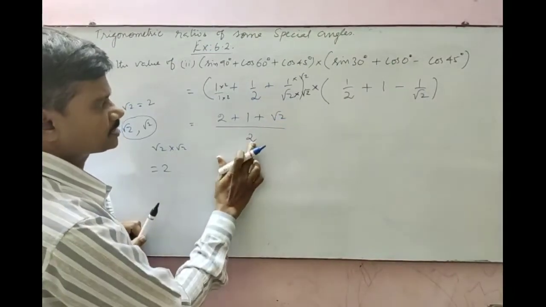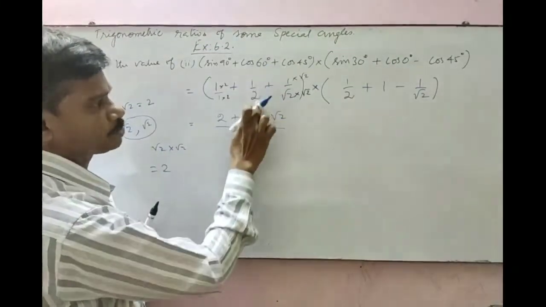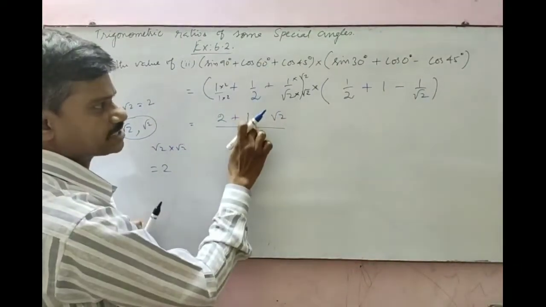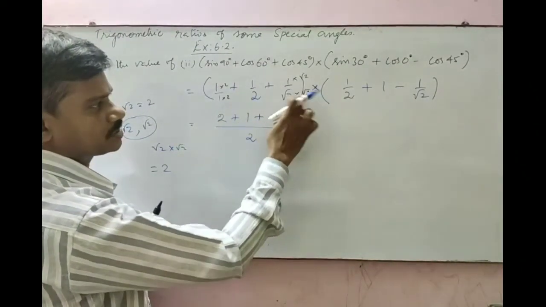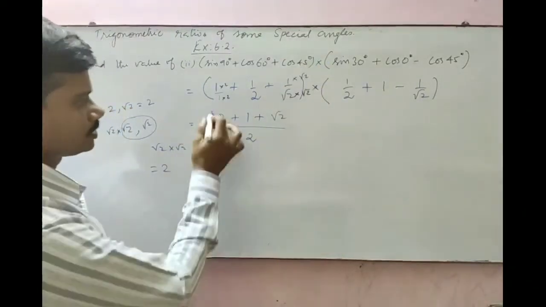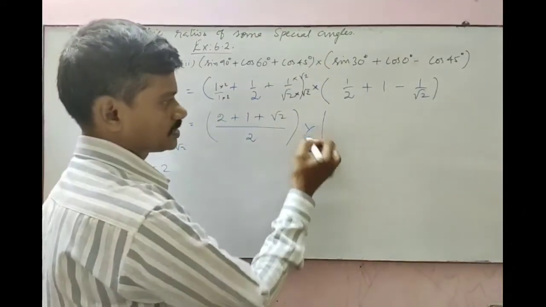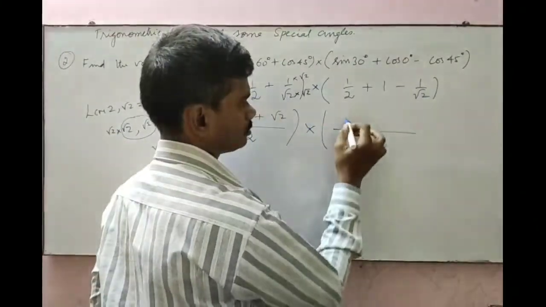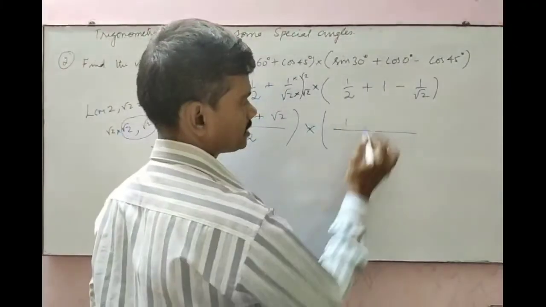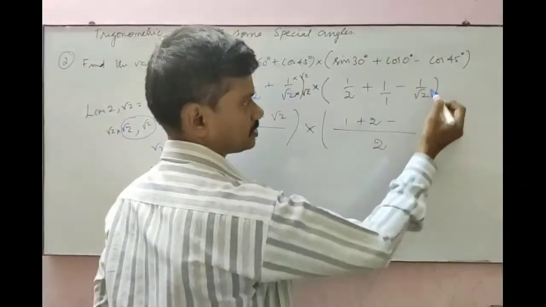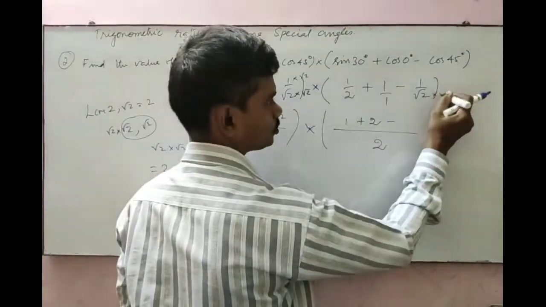So the LCM is 2. Here no need to multiply anything because already 2 is the denominator. You bring down the numerator as it is. In the root 2 term, you multiply, and at the same time you have to multiply the root 2. Like that, in the second term, here also the LCM is 2. Write the numerator 1 as it is. Here you have to multiply the 1 with 2 minus, here also you have to multiply root 2 with root 2.